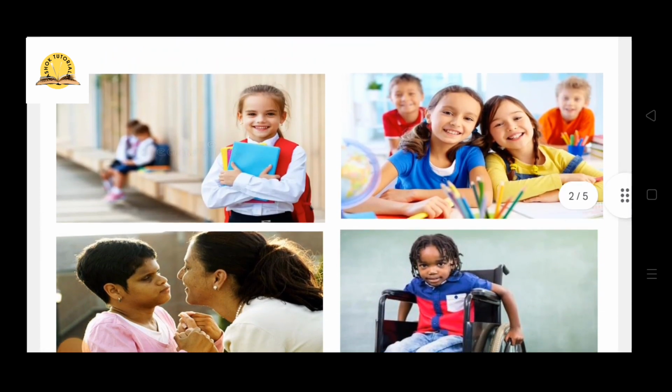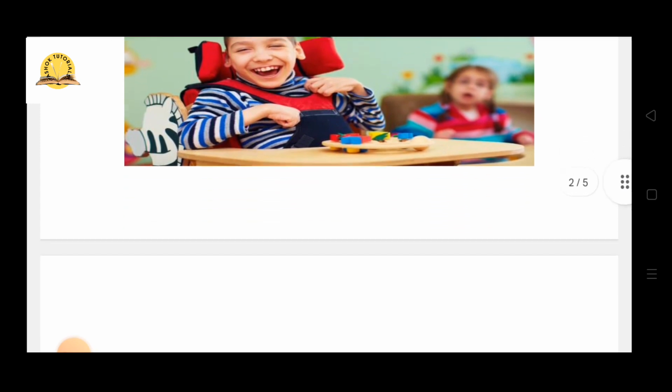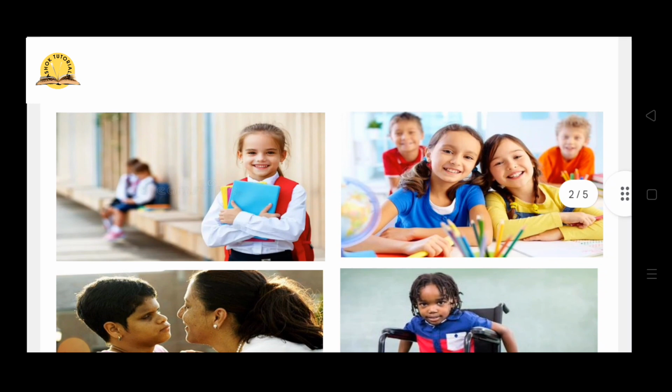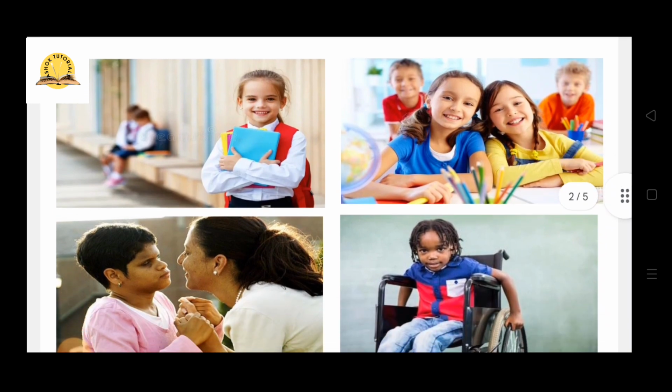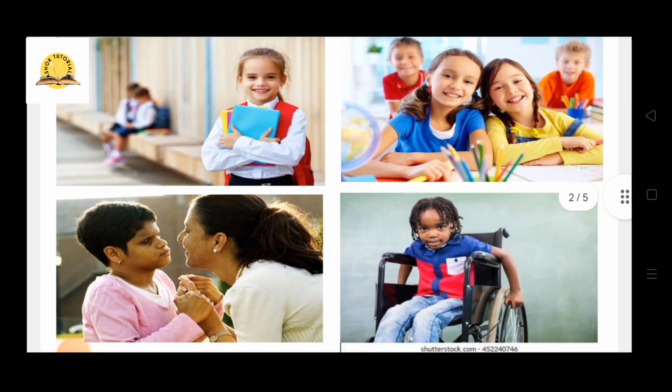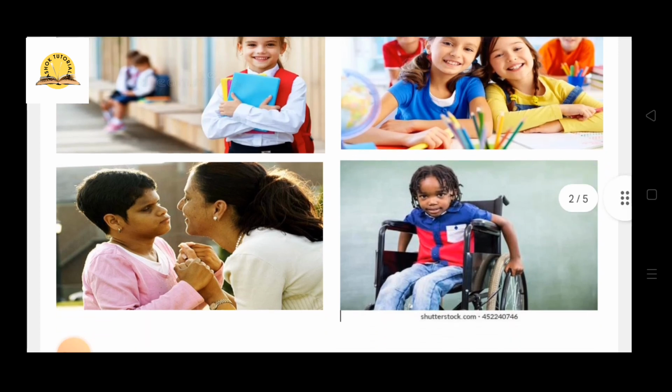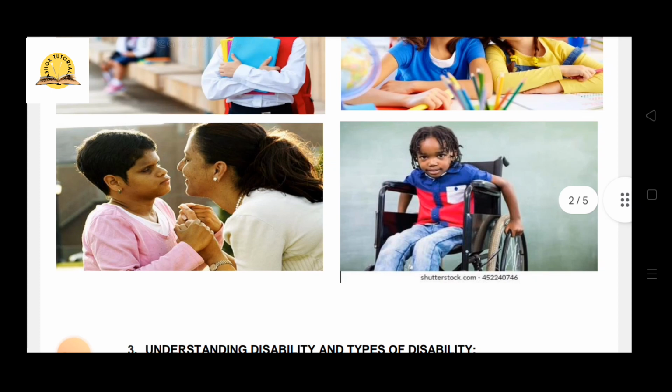So you can see these pictures, no? You see these are specially abled children. See this one, then again you see this one. So some of them are specially abled, however some of them are children without special needs. You can see this little girl here, she is a girl without special needs. The next one is also without special needs, however you can see this boy here and also the one on the wheelchair. So they are specially abled children, right?